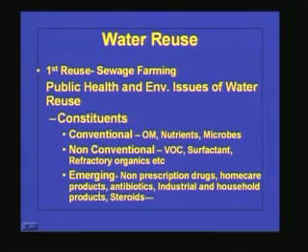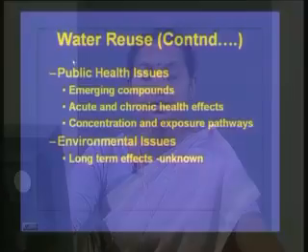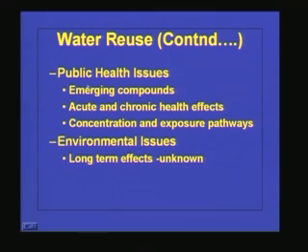And emerging compounds create the maximum problem. Those include non-prescription drugs, home care products, antibiotics, industrial and household products, steroids, etc. In most cases these compounds will come out after the treatment also. So when we go for reuse, we should be aware of these compounds and their adverse effects. Another is public health issues, because of the emerging compounds and their acute and chronic health effects. These acute and chronic health effects depend upon the concentration and the exposure pathways.